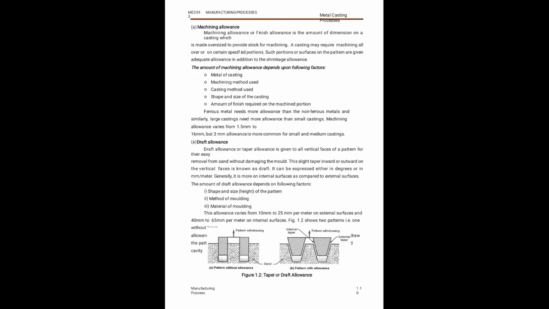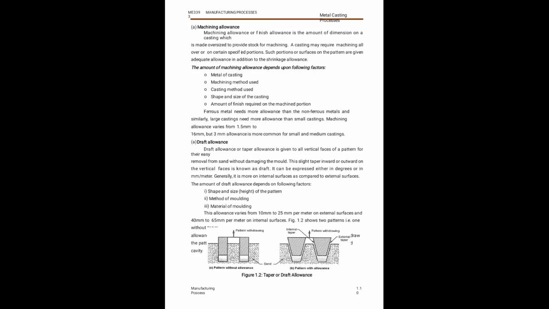Ferrous metals need more allowance than non-ferrous metals. Large castings need more allowance than small castings. The machining allowance varies from 1.5 mm to 16 mm, but 3 mm is the most common allowance for small and medium castings. Next one, draft allowance.